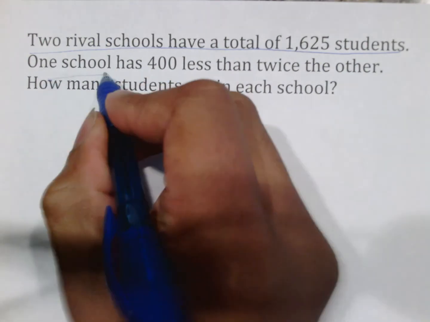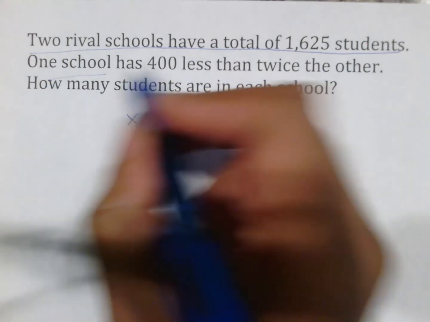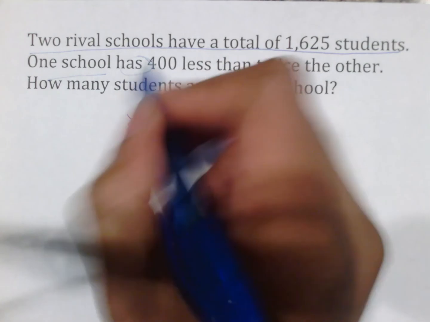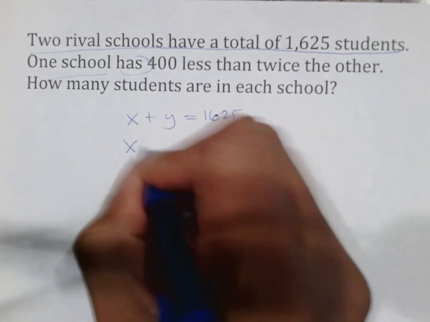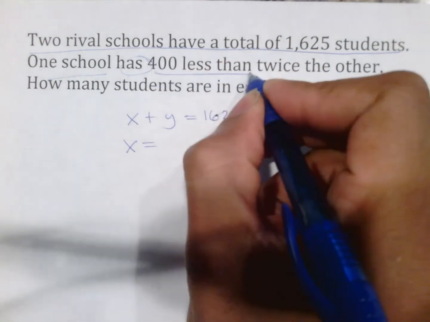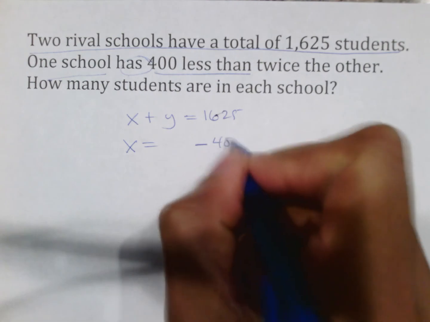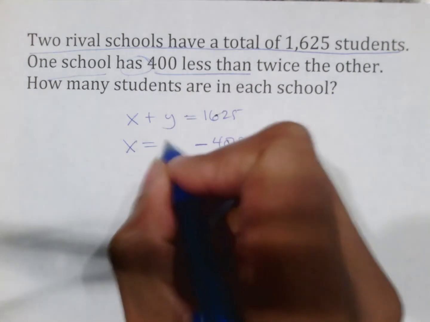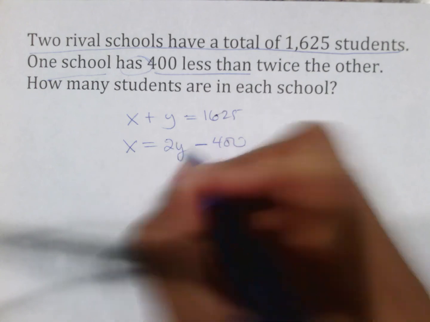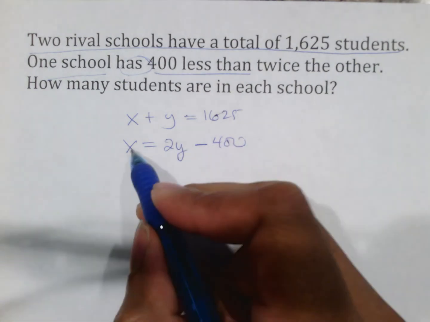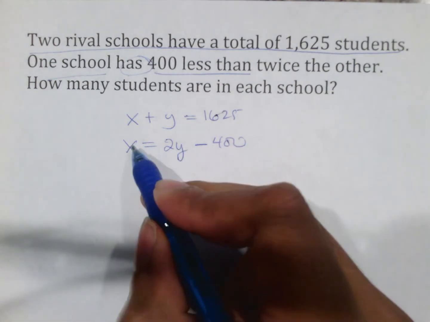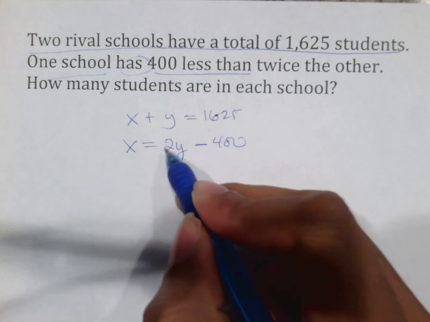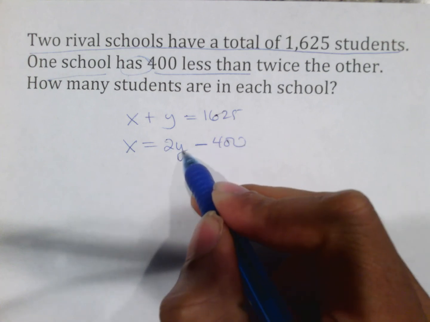This one says one school has 400 less than twice the other one, so what we can say is one school is 400 less than twice the other one, so I'm going to put x equals, again, 400 less than means minus 400, not 400 minus, because less than means flip it. Twice the other one means 2, and since this is x, we'll put y. If I were to put a y there, then that would be an x. But again, one school is 400 less than twice the other school, is what we're looking at there.